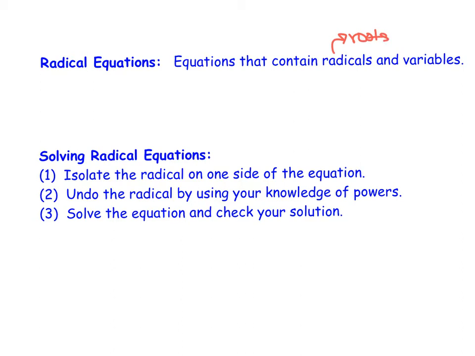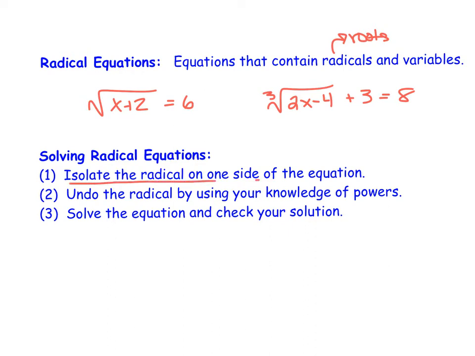So we're going to be solving things like the square root of x plus 2 equals 6, or the cube root of 2x minus 4, plus 3 equals 8. Things that contain both roots and variables. Now the step we're going to go through as we solve radical equations is we're going to first isolate the radical on one side of the equation.